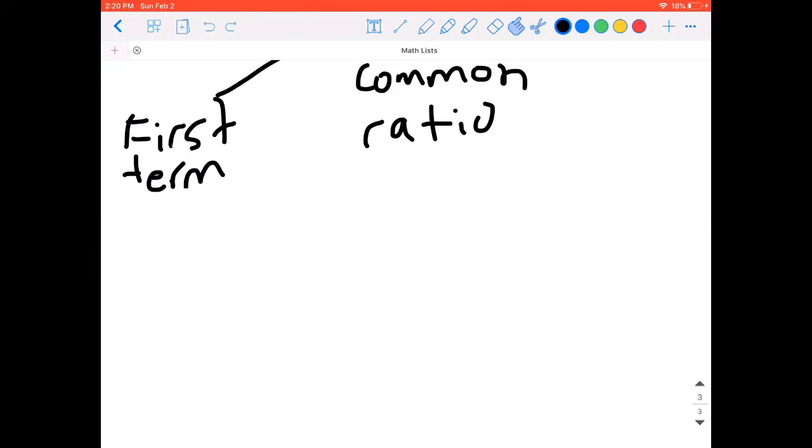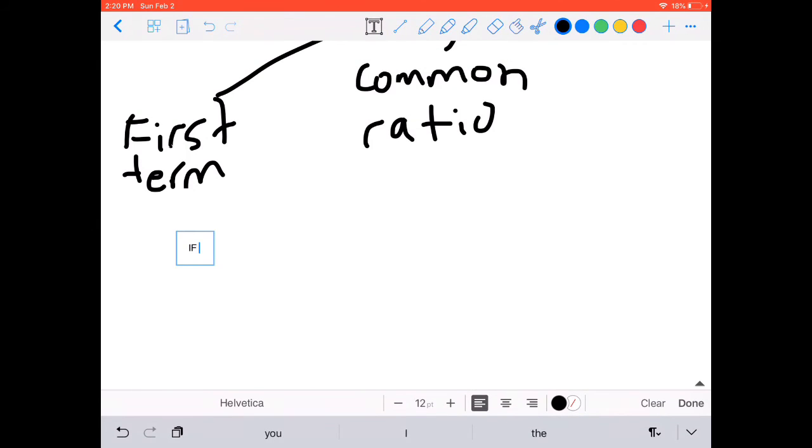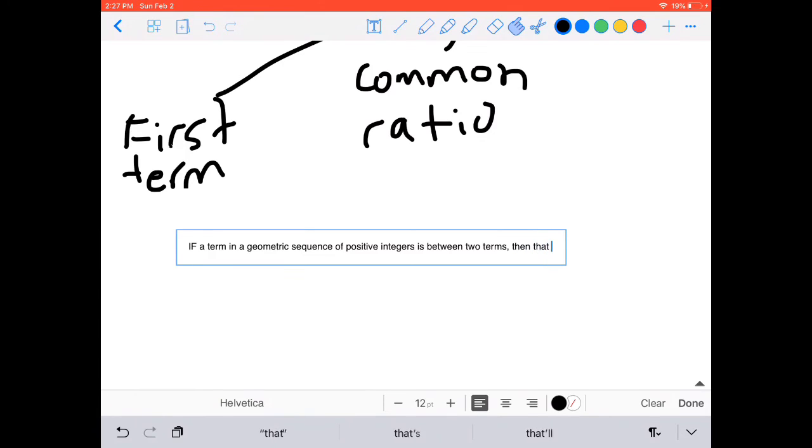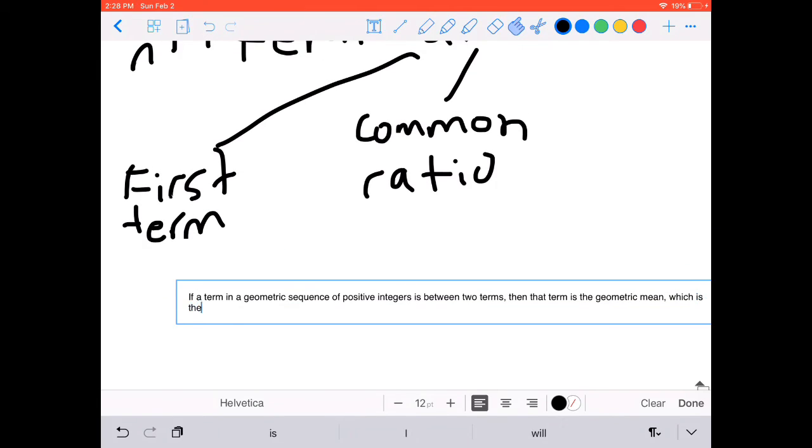And if a term in a geometric sequence of positive integers, because this won't work if it's not positive, is between two terms, then that term is the geometric mean, which is the square root of the two numbers.